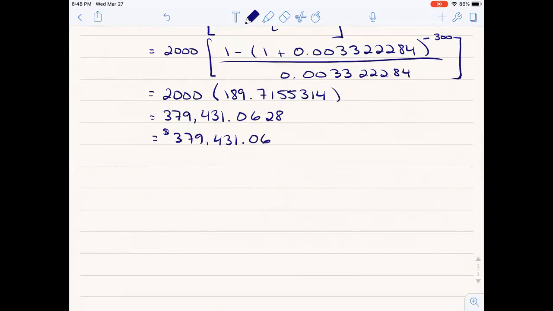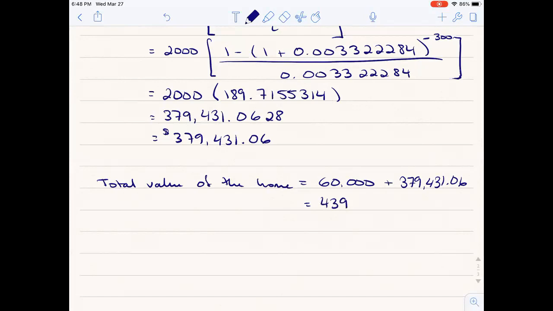Let's take it one step further and say, okay, well then the total value of the home is 60,000 plus 379,431.06, which is 439,431.06 dollars.